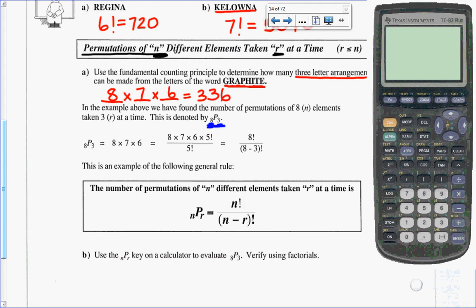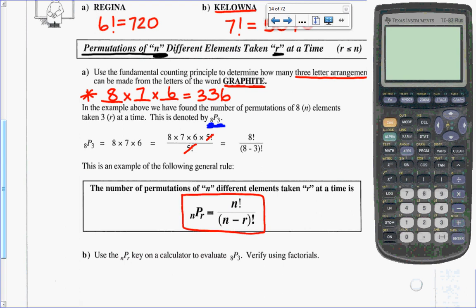Now what 8P3 actually means is 8 times 7 times 6. It means what we just did here. And the reason is because if you kept expanding it, it's 8 times 7 times 6 times 5 factorial, so it keeps going, all over 5 factorial. And this would cancel this, and you'd be left with 8 times 7 times 6 on the top, which is 8 factorial all over 8 minus 3 factorial. Now, all that to say, don't worry about that. They're just showing you that because they're showing you where this formula comes from.